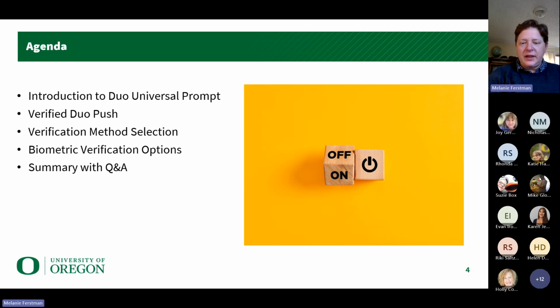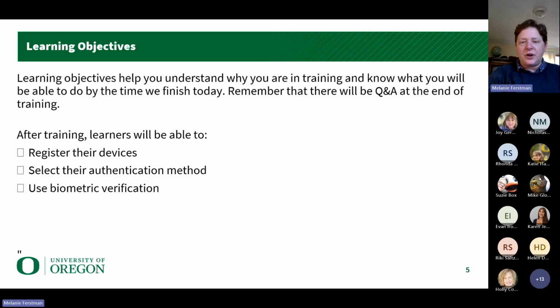So let's go ahead and talk first about setting some goals for our training. Learning objectives are here to help you understand not only what you're doing in training, but why you're here. This is a great opportunity to do some goal setting and to learn about what you'll be able to do at the end of the training. So our goals for today, our learning objectives, are to initially use Verified Duo Push to choose how you'd like to verify your identity through authentication. Authentication is just a fancy word for being able to verify your identity. Finally, we'll choose biometric or person-centered data that you can use as an option to verify your identity.